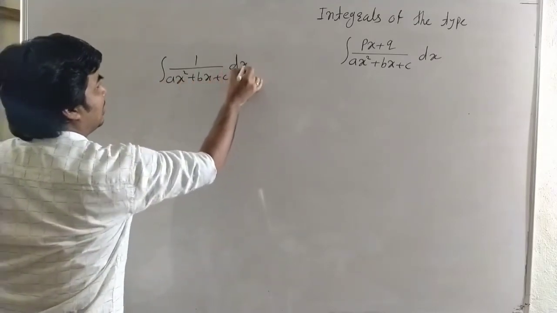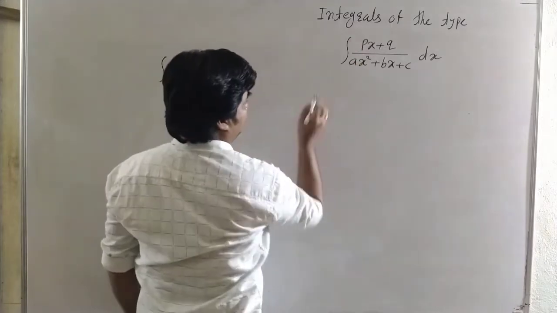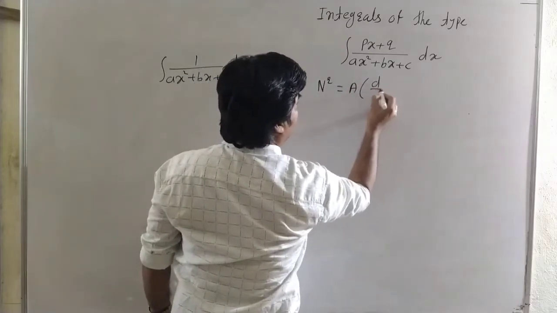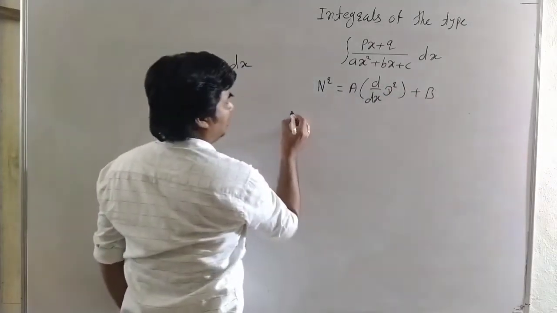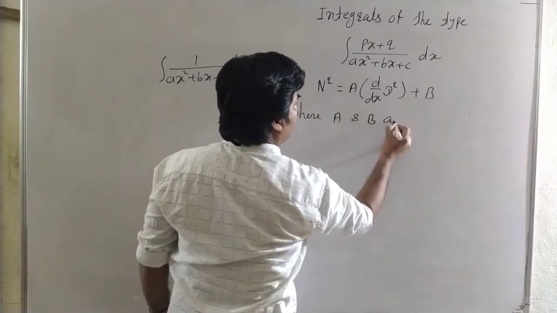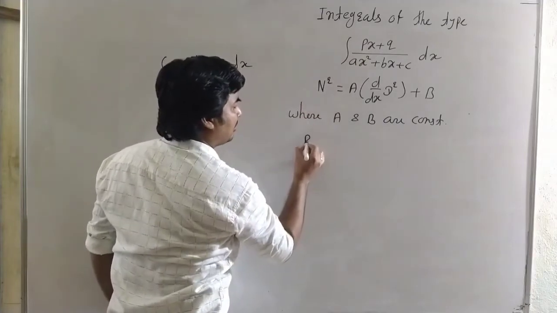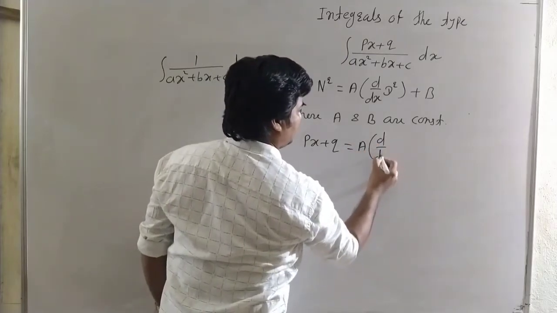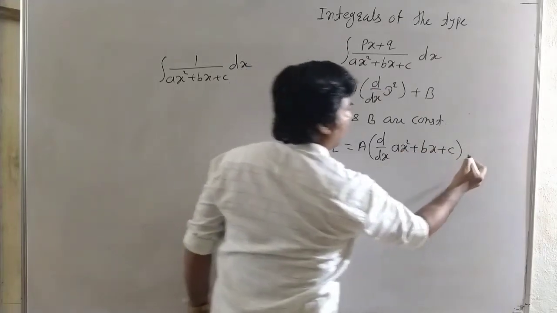But here it is a linear function upon quadratic function, and the solution method is that the numerator is equal to a into the derivative of the denominator plus b, where a and b are constants. Here the numerator, the linear function px plus q, is equal to a into the derivative of the quadratic function ax square plus bx plus c, plus b.